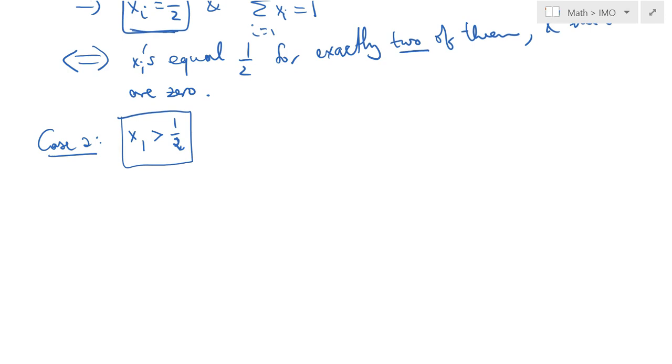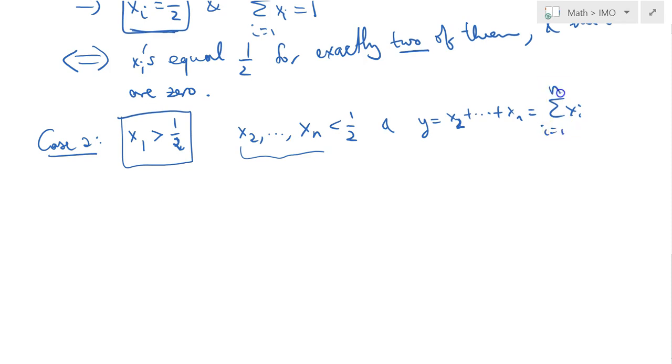The trick is the following. All the other numbers, x2 all the way to xn, are all less than 1/2, and what I will do is look at the sum of these numbers. Let's call it y, equal to x sub 2 plus all the way to x sub n, but that's simply equal to the whole sum, i from 1 to n, minus x1, or basically, because this is 1, it is 1 minus x1.